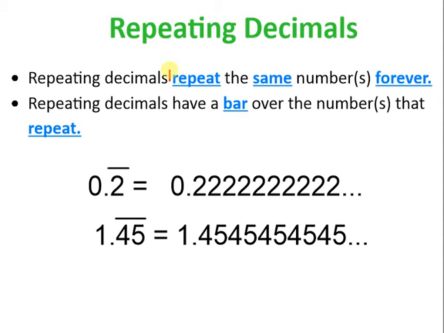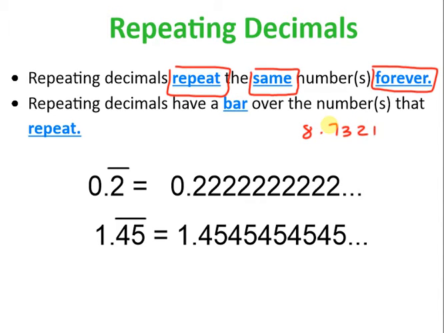So repeating decimals repeat the same number forever, on and on and on. Think about times where you've divided something in a calculator before, and you've gotten a decimal that went on forever. Sometimes your answer might have been a mumbo jumbo of random numbers. That is not a repeating decimal. If you put something in the calculator and it came back with 8.7321490 blah blah blah, that is not a repeating decimal. Okay? What a repeating decimal is, this is the key right here: it repeats the same number or numbers forever.